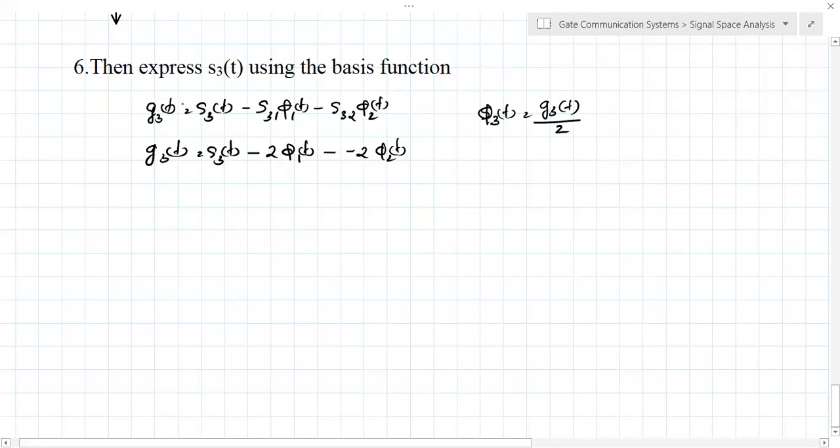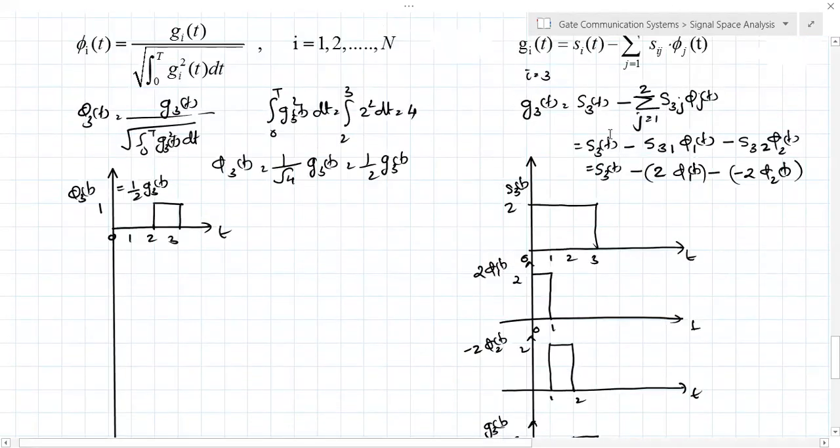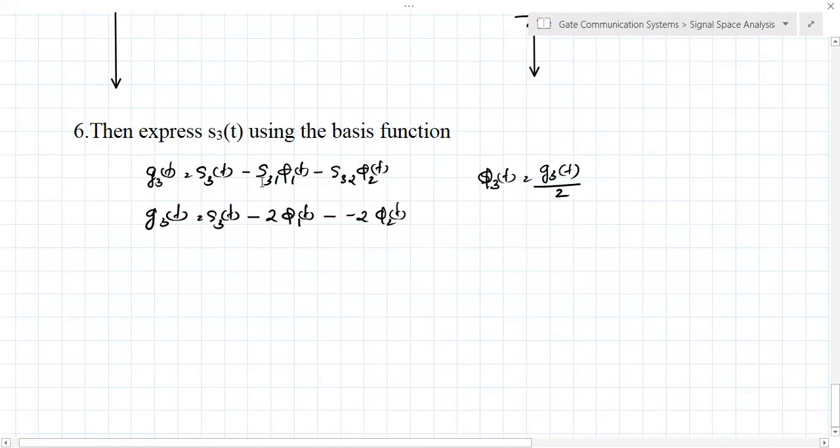So we already know G3 of t. From this particular relation, G3 of t can be written as S3 of t minus S31 phi 1 of t minus S32 phi 2 of t. And we know the coefficient values. We can substitute here: S31 is 2 and S32 is minus 2. And we know one more thing, that phi 3 of t is G3 of t by 2. Now we can substitute all these quantities here, and we can write S3 of t is equal to 2 phi 1 of t minus 2 phi 2 of t plus 2 phi 3 of t. So we got an expression for S3 of t.